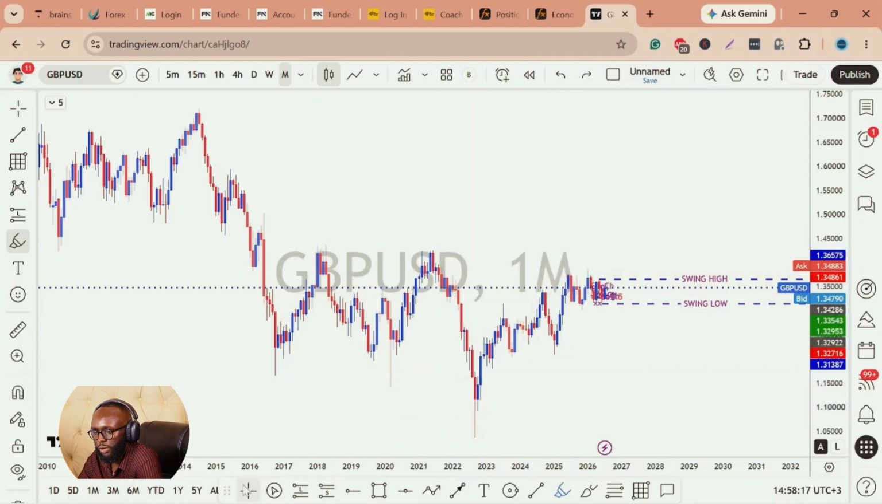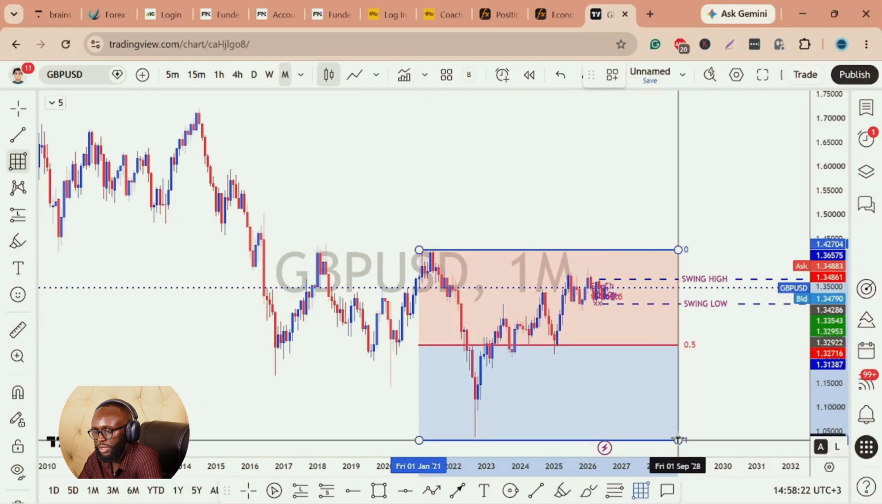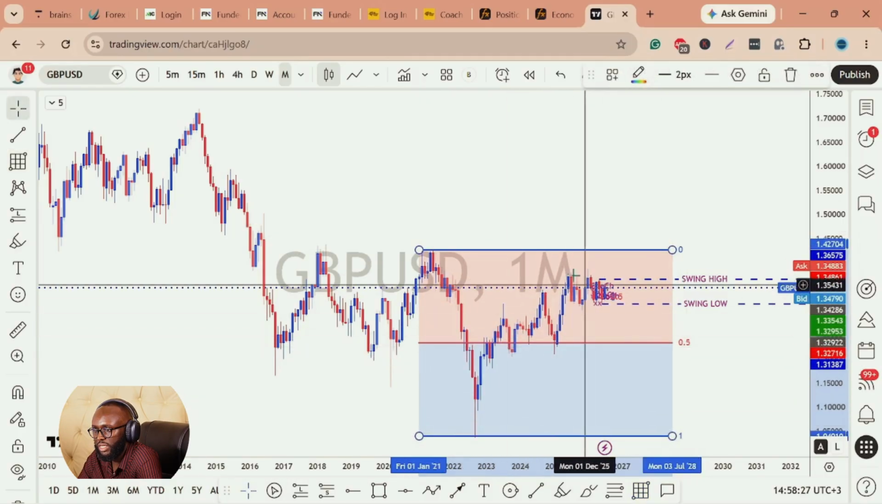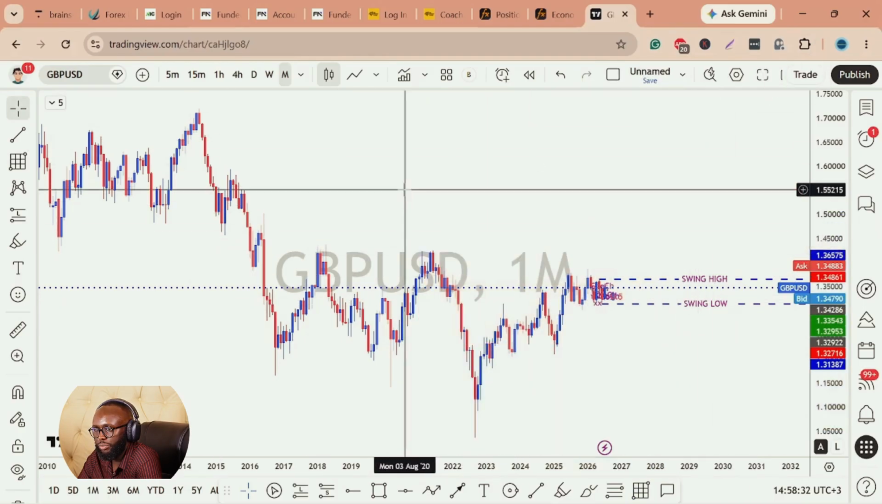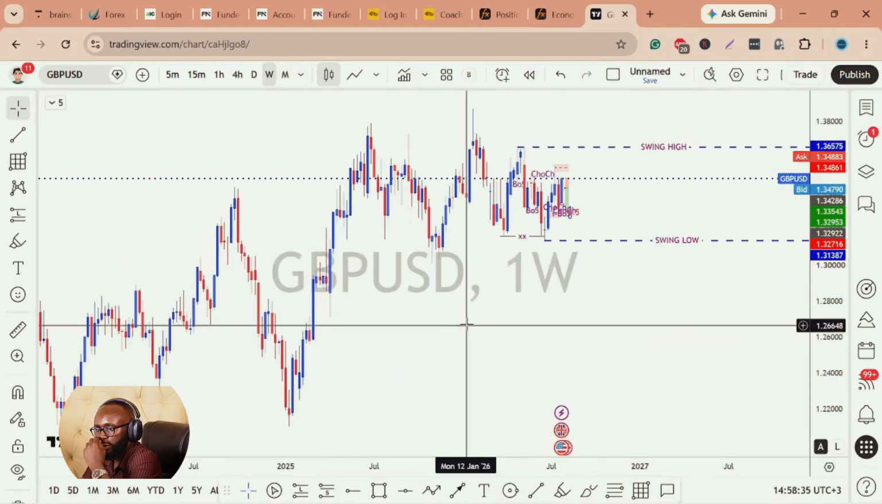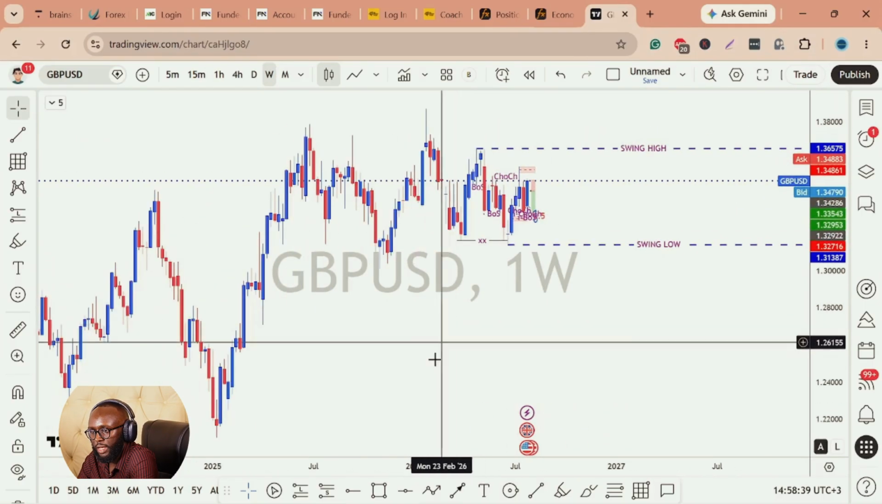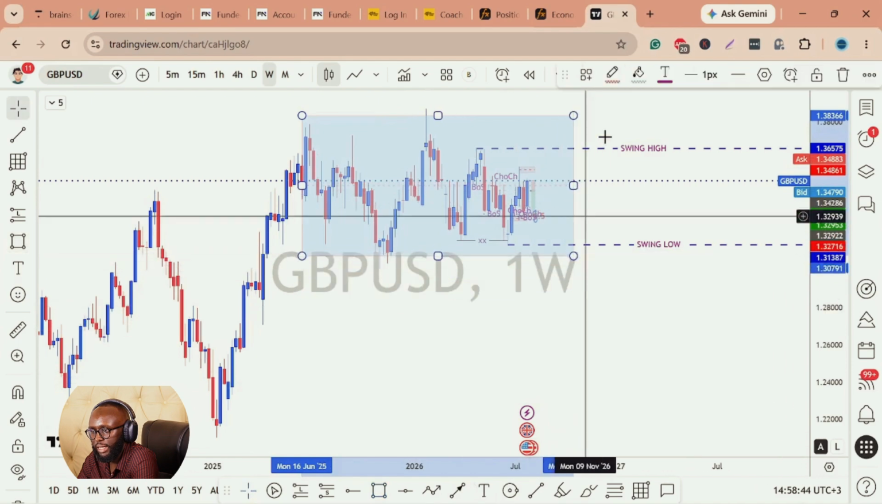So in my own eyes, what I'm seeing is price reacting off these daily, monthly swing high and swing low. Price is already in the premium levels of this fib tool, which means that we should be looking for shorts now. Looking from the weekly structure, there is nothing much in terms of price action, because all this is more or less a consolidation.